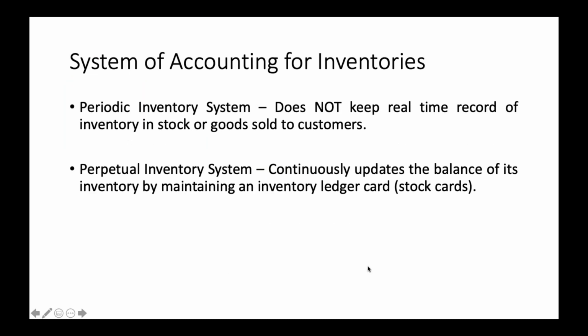Next is system of accounting for inventories. This is periodic and perpetual inventory system. I'm expecting you already have some ideas about this during your basic accounting. So periodic system does not keep real-time record of inventory in stock or goods sold to customers, while perpetual inventory continuously updates the balance of its inventory by maintaining an inventory ledger card, or what we call stock cards.